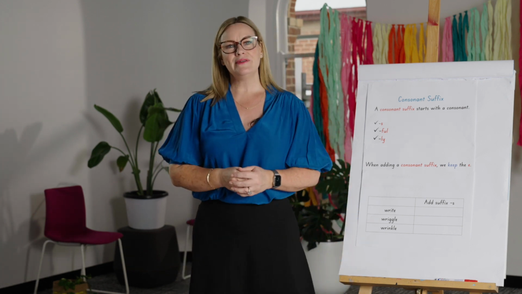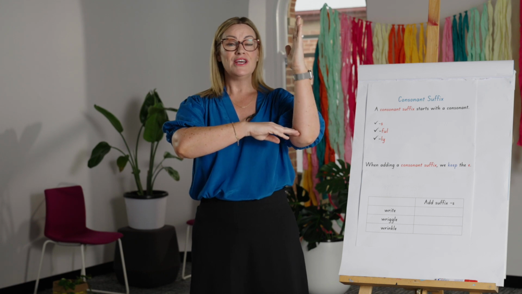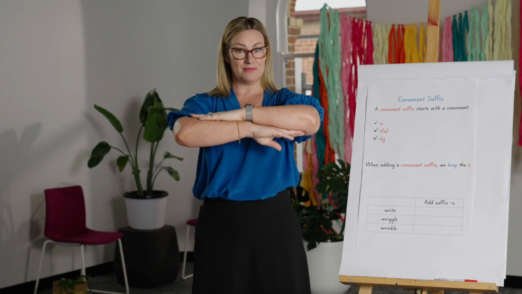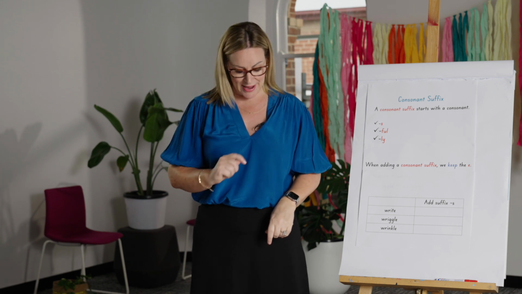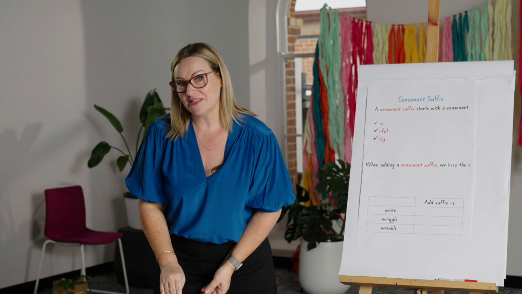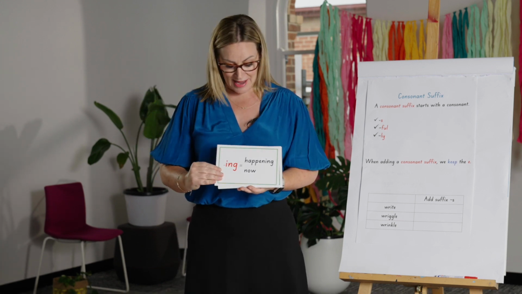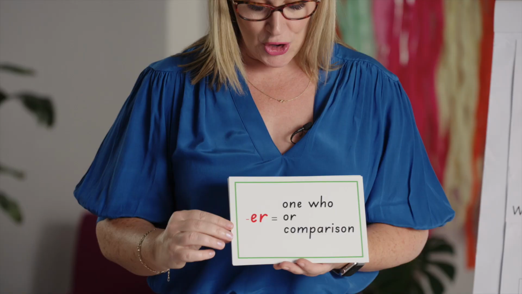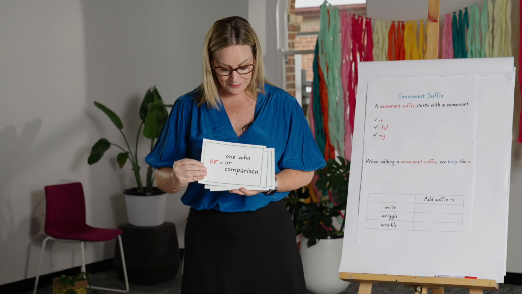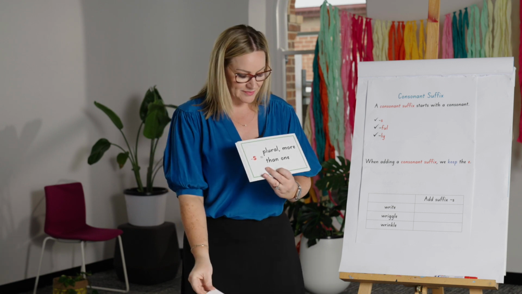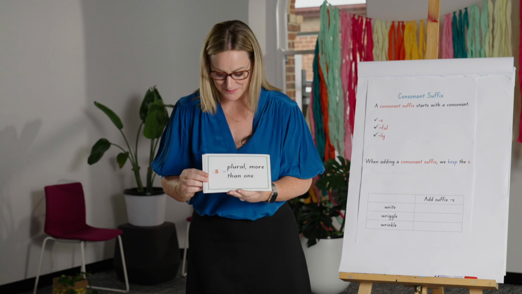Now we'll go to our suffixes. So remembering a suffix comes at the end of a word to give the base word a different meaning, but a suffix is not a word on its own either. Let's review the suffixes that we've previously learned. So ing means happening now. Er means one who, or comparison. Oops, I lost it. That was ed, meaning past tense. You remember that one? I'll pick it up in a minute.